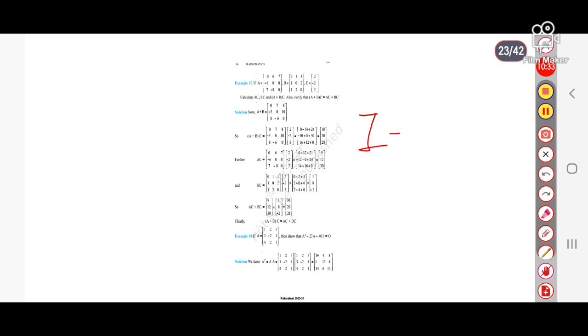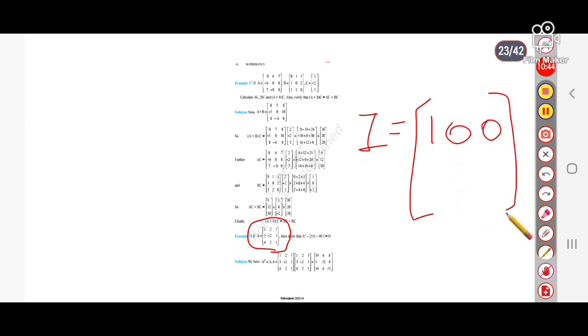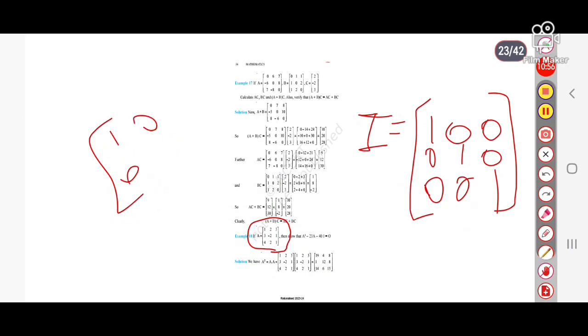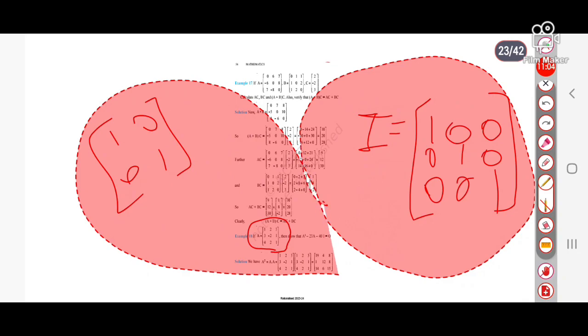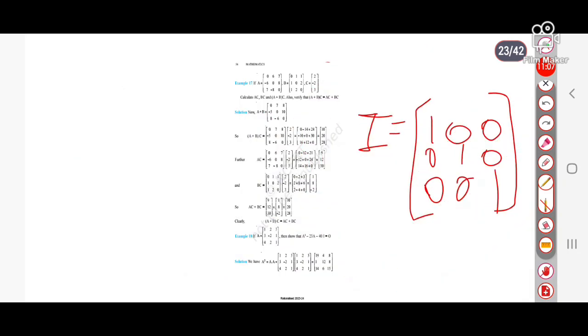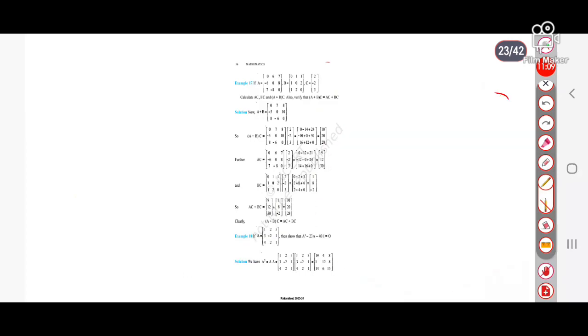I is nothing but an identity matrix. Since this is a 3 cross 3 matrix, the identity matrix will be in the same 3 cross 3 format: 1 0 0, 0 1 0, 0 0 1 will always be the identity matrix for a 3 cross 3 matrix. In case of a 2 cross 2 matrix, the identity matrix will be 1 0 0 1. So the identity matrix changes with respect to the matrix size. Here it is a 3 cross 3 matrix, so the identity matrix will be 1 0 0, 0 1 0, 0 0 1, right? Okay, then we need to write this as a first step.